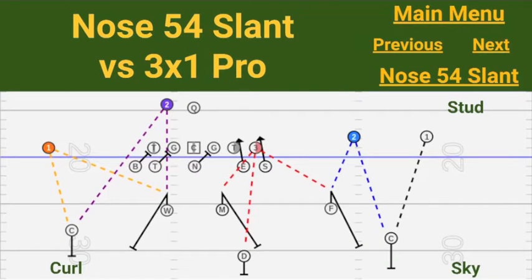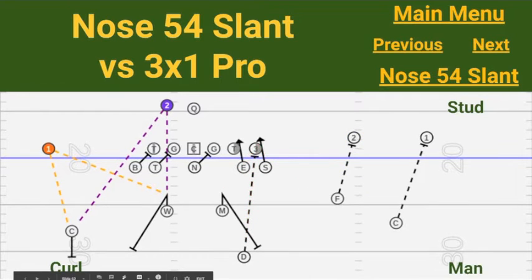The first example of how nose 54 slant and 32 stud complement each other is a 3x1 pro or tray set, whatever you want to call the formation. By rule, our stud linebacker is going to play a 9 technique anytime he gets a tight end. So we've got 5 guys on the line of scrimmage, which means we have to rotate the secondary and play either sky or man coverage to the field side there.